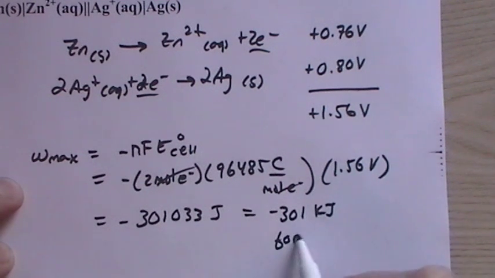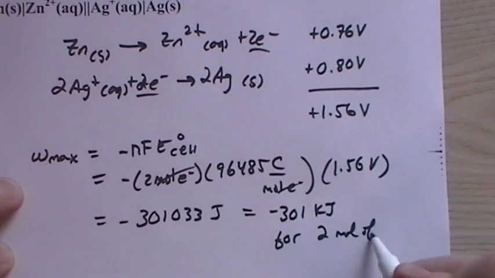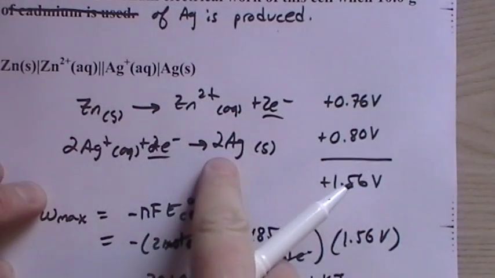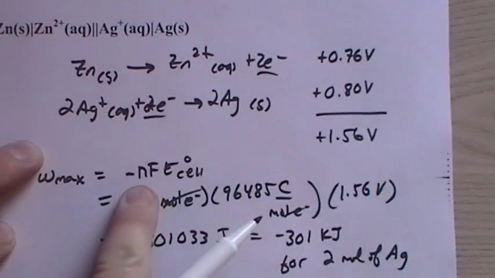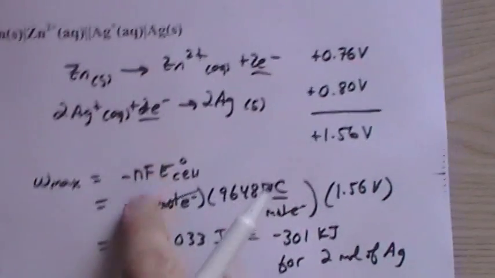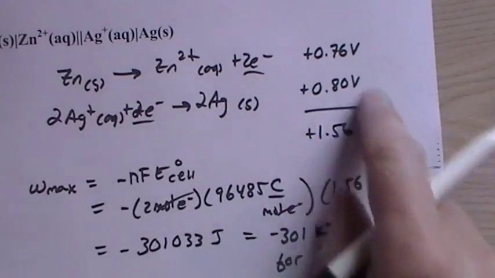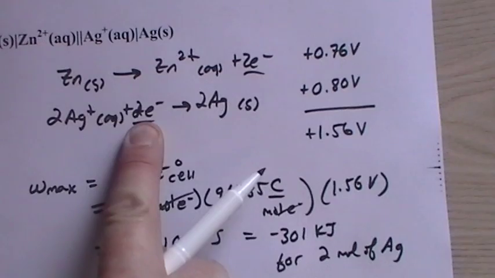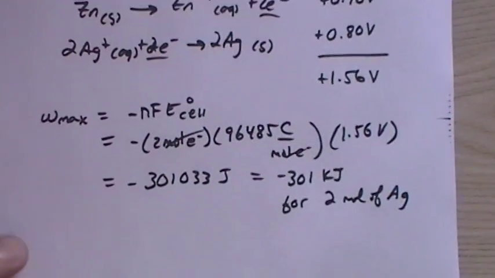And that's for 2 moles of silver. That's where that 2 comes in, because we did make 2 moles of silver to create that voltage, and to exchange 2 electrons, which went here. So the voltage wasn't affected, but that n was. We did exchange 2 electrons, which means we created 2 moles of silver doing that.